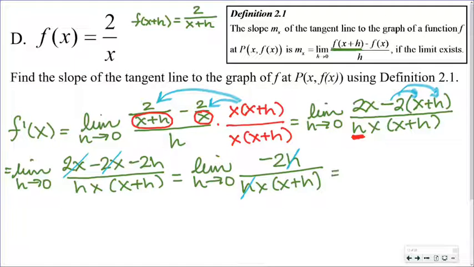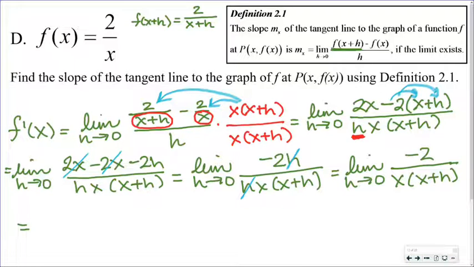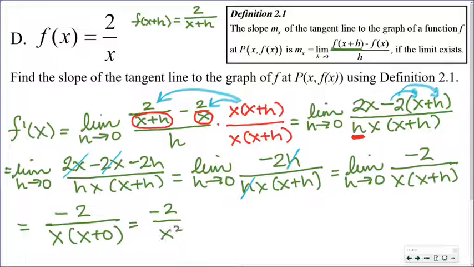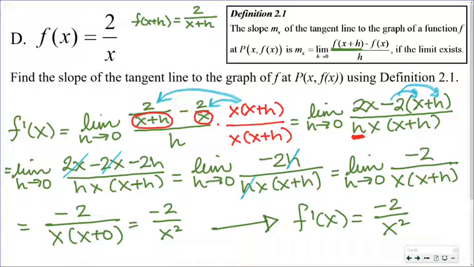So now I have the limit as h approaches 0 of -2 over x plus h. And now I can actually evaluate the limit by plugging 0 in for h. And I'm going to get -2 over x plus 0, or -2 over x squared. So I have found the derivative of this function, which is -2 over x squared.